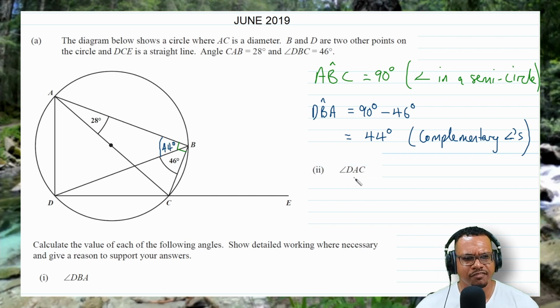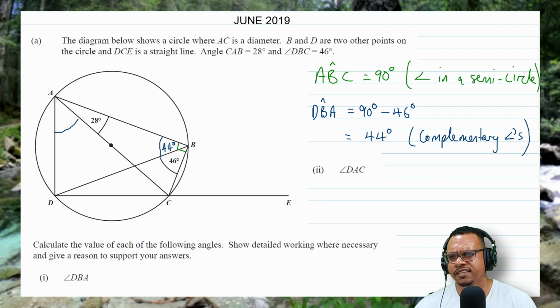Now for part 2, we're going to find angle DAC, that's D to A to C. That's this angle right here. Now if you notice this chord here, D to C, we have the arms of this angle DAC, and also the arms of the angle from C to B to D. They're both standing on the same chord. Therefore, we call that angles in the same segment are equal. So if here's 46, then here will also be 46.